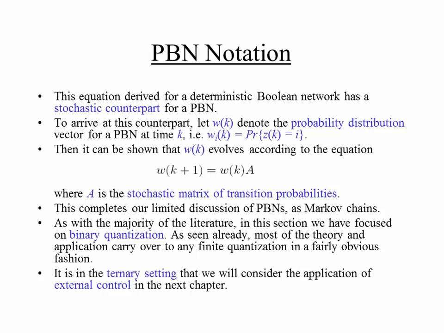So the stochastic matrix will have the property that all the entries are non-negative, each entry is less than 1, and each row sums up to 1. And so we are now able to go from a probabilistic Boolean network to a Markov chain. So all the theory that is available in the literature for the control of Markov chains becomes immediately applicable. And here all this tells you is that just like we've done binary quantization, the same kind of thing could be done in the ternary scenario too. But we'll not worry about that right now.